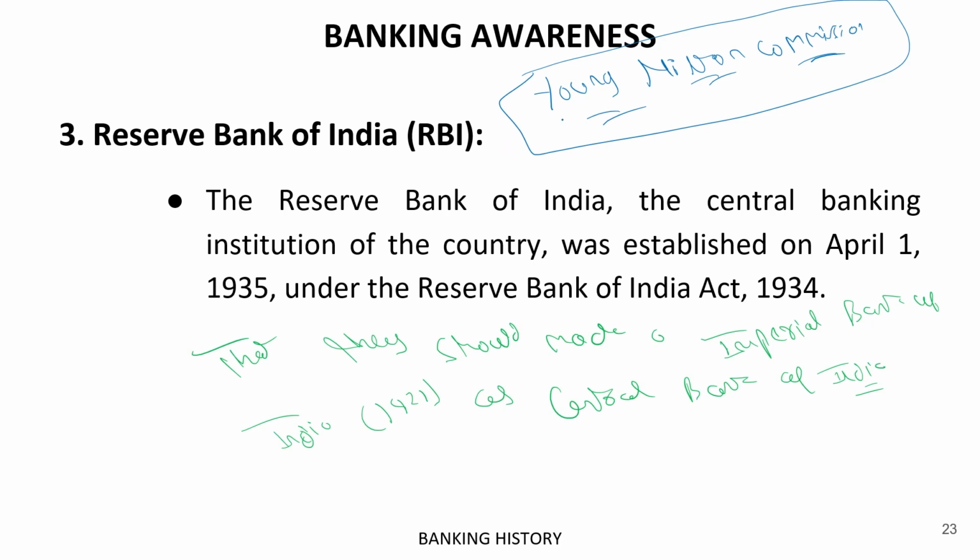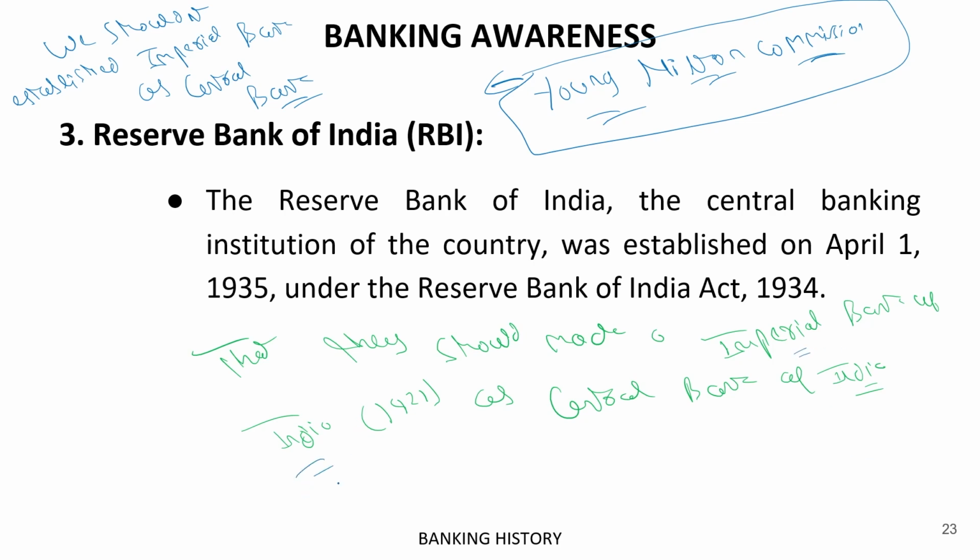So when the Hilton Young Commission was established for this purpose, they examined each fact and figure thoroughly, and then they said we shouldn't establish the Imperial Bank as the central bank. The reason was very clear. Actually, the Imperial Bank of India was just established to merge the funds of all the three presidency banks.